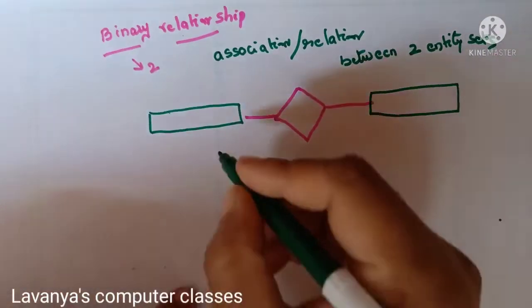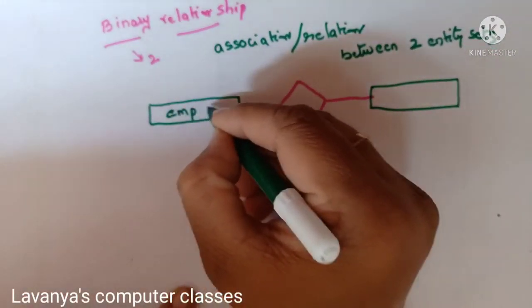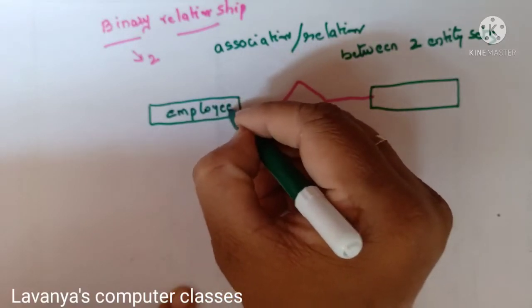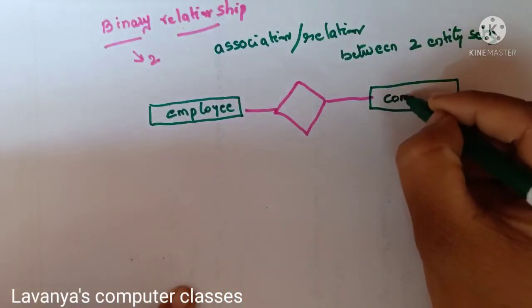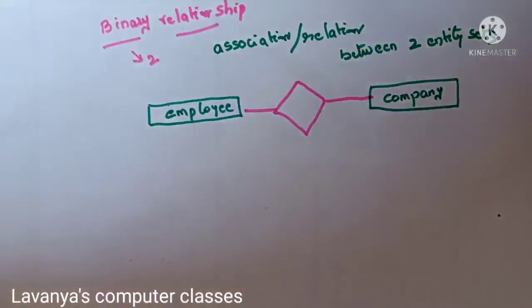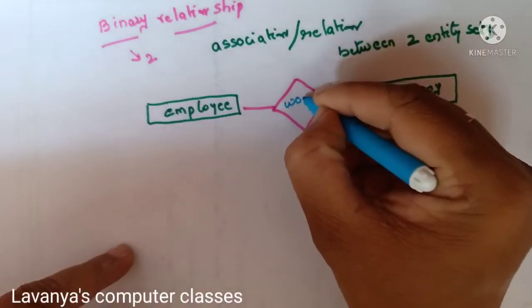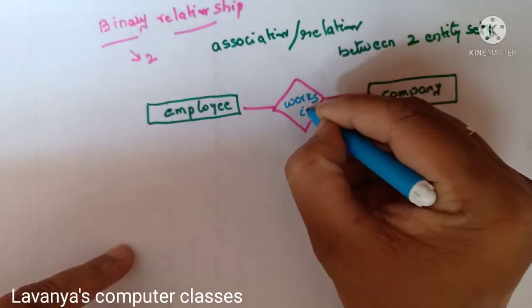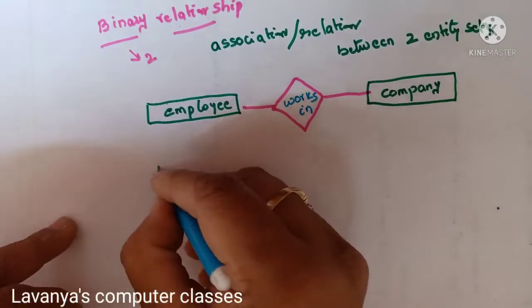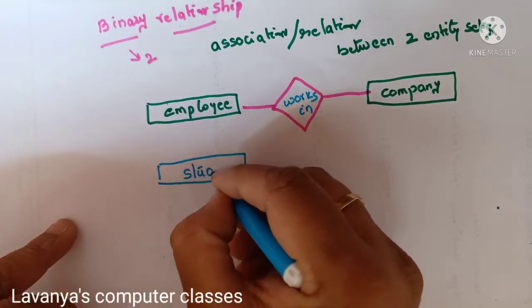For example, employee is one entity set. Company, where he works, is another entity set. So employee works in a particular company. Works is the relationship. So what is the relationship between employee and company? The employee works in a particular company.